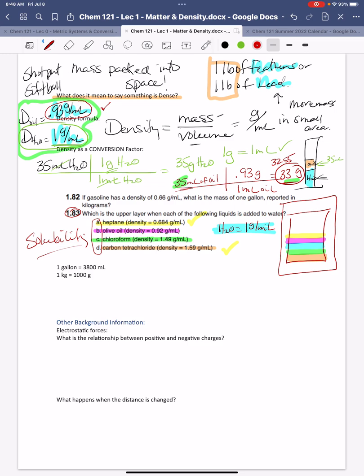Okay, now what I want to do is show you the power of dimensional analysis. So this question right here asks, if gasoline has a density of 0.66 grams per milliliter, what is the mass of 1 gallon reported in kilograms? Okay, so a big hard question to finish up here. So I want you to think about a gallon of milk and what it feels like to carry that.